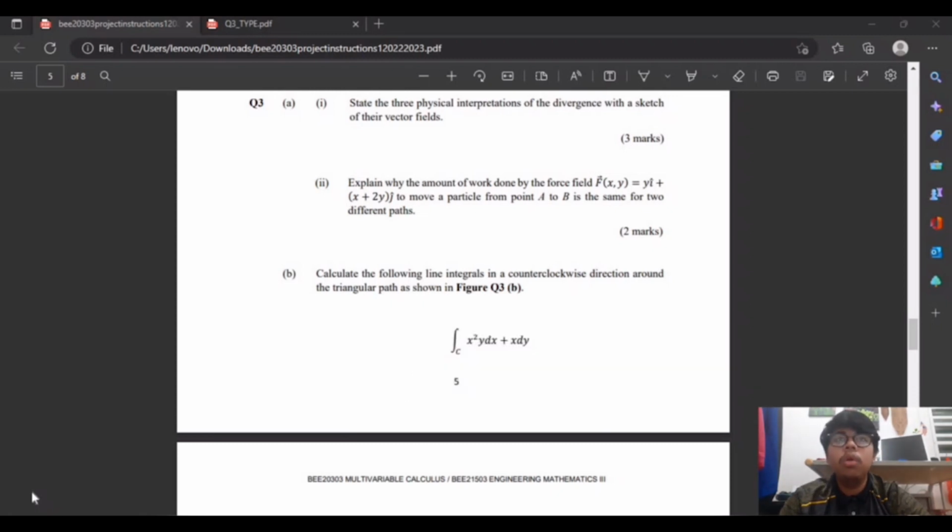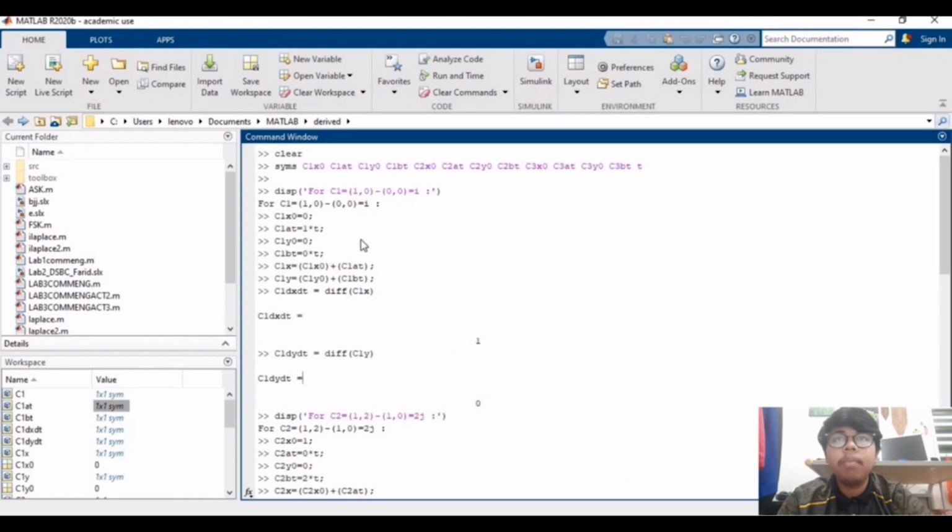So today I'm going to show you the simulation video for question 3B, C and D. For question 3B, we need to calculate the following line integrals in a counterclockwise direction around the triangle path as shown in figure Q3B. The software that I use is MATLAB. This is the MATLAB software. For this question, first we need to find the dx/dt and the dy/dt for each C1, C2, and C3.